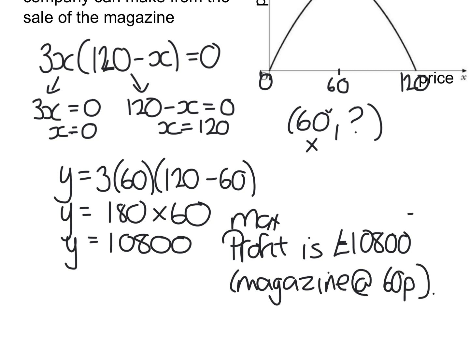Now you might be thinking, surely because you're talking in pence here, you need to divide by 100 to turn the profit into pounds. It's not. Remember the question said, y is the profit in pounds when x is in pence. So your final answer is correct. It is £10,800 for a profit. You're really not interested in a company that only makes £108 profit anyway.